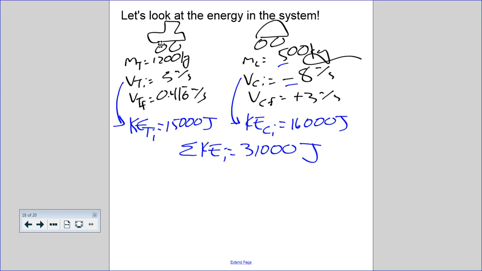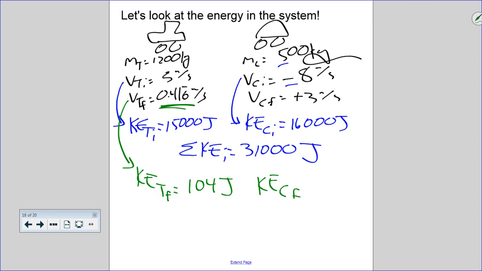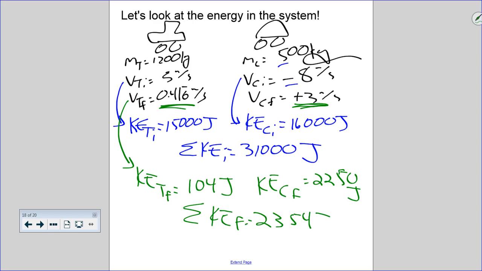All right. Now, if we repeat this process for after the collision, the kinetic energy after the collision for each object, so for the truck after the collision, if you do half of mass times this velocity squared, it gives you 104 joules. And the kinetic energy of the car after the collision, just doing 1/2 mv squared, gives you 2250 joules. And so the total kinetic energy after the collision, when you add these together, it gives you what? 2,354 joules. So look at this.